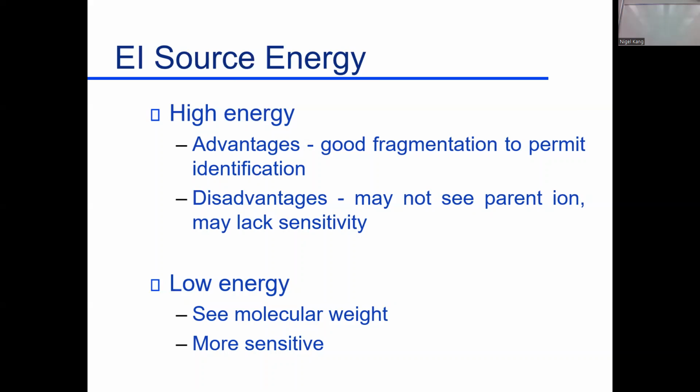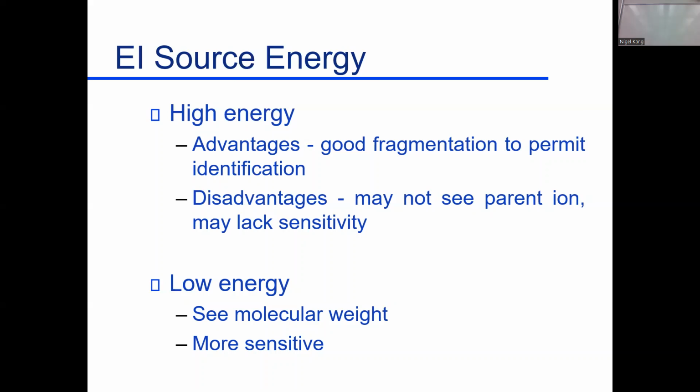But basically, with high energy, you may not see the parent ion here. It also doesn't form a lot of ions, so you lose sensitivity. So it's not quite as sensitive for identification, particularly of the parent ion molecular weight. With low energy, we see the molecular weight, and it tends to be more sensitive. So we'll use either one of these.